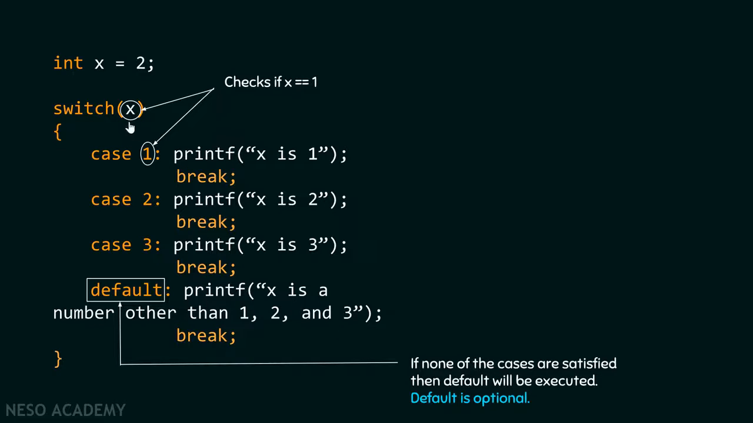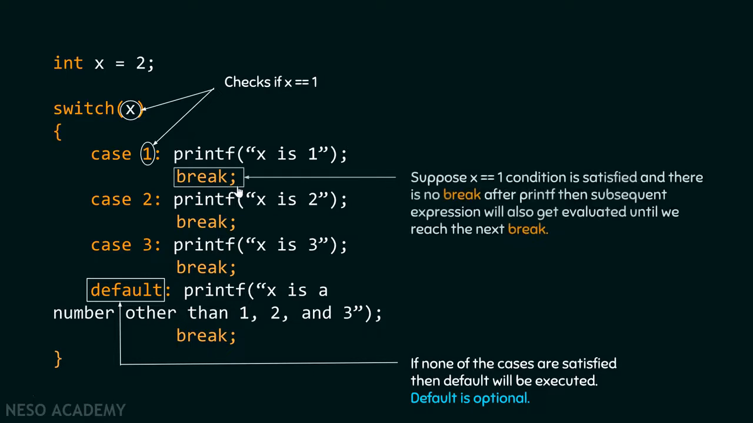Now let's say suppose x is equals to 1. Then definitely this printf function will get evaluated and it will print x is 1. After that, you can see there is a statement called break. Now suppose there is no break after this printf function, then subsequent expressions will also get evaluated until we reach the next break. Now what does it really mean?